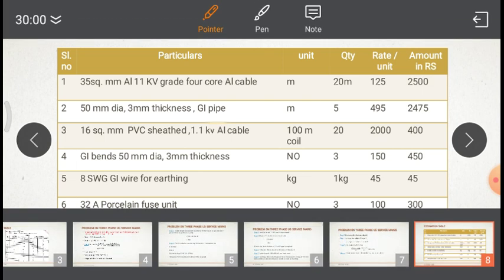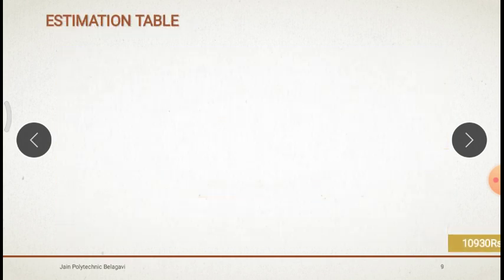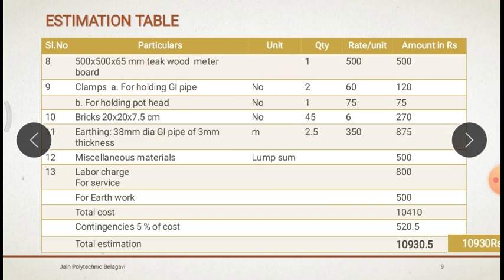It is compulsory to write how many mm the GI bands are, whether 50 mm or 40 mm, 3 mm thickness or 2 mm thickness. You must write the specification in the estimation table, otherwise it is an incomplete estimation. Please keep that in mind. And next is GI wire for earthing as usual, 1 kg 45 rupees. Fuse, we require 3 here, so 100 rupees each fuse, 300 rupees. Iron pot head, it is a 3 phase iron pot head, so cost is more compared to single phase, 600 rupees. And next, the meter board 500 rupees.